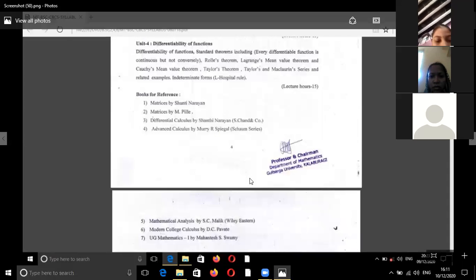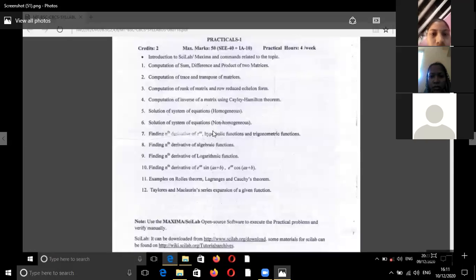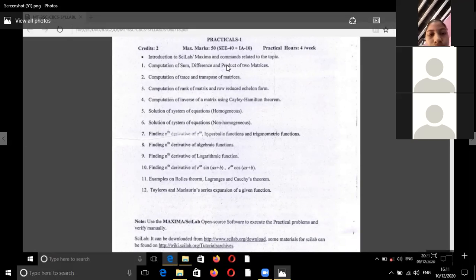Now here you see the books for reference are there. You can get the syllabus from the Gulbarga University. And here you see the practicals. Totally there are 12 practicals. You see this is the practical 1.